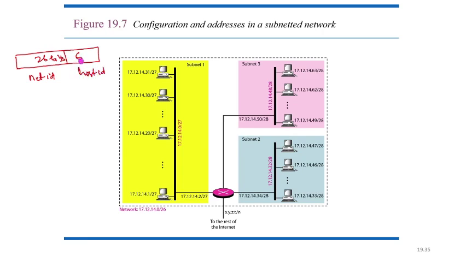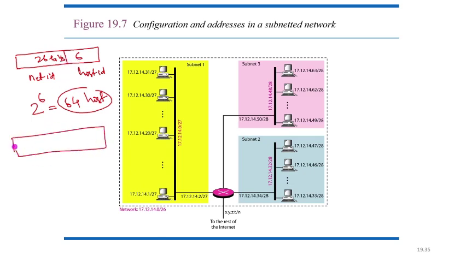If 6 bits are there for the host ID, that means the total possible number of hosts is 2 to the power 6, which means 64. 64 hosts are possible in this case. So out of this, 26 is the network ID, and 6 bits are for the host, 1 2 3 4 5 6 bits.